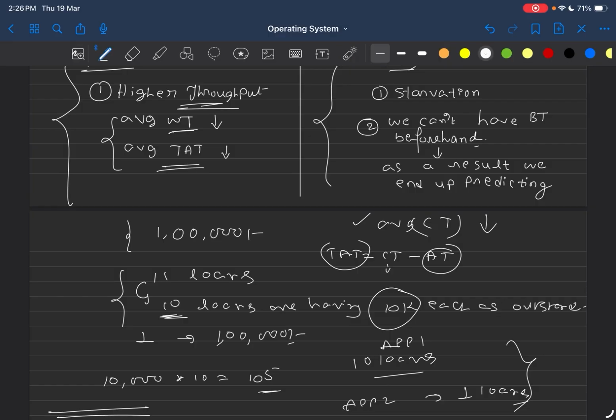Now let's come to why the average wait time also reduces. We know turnaround time is equal to wait time plus burst time. So wait time is turnaround time minus burst time.